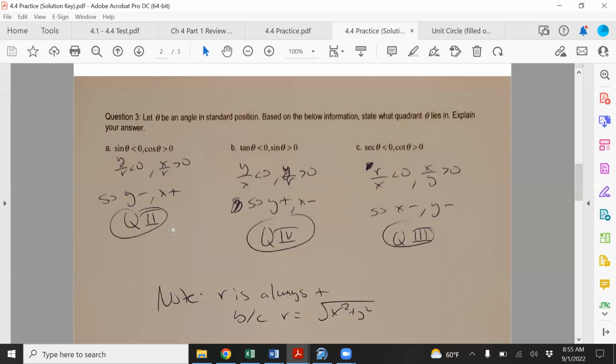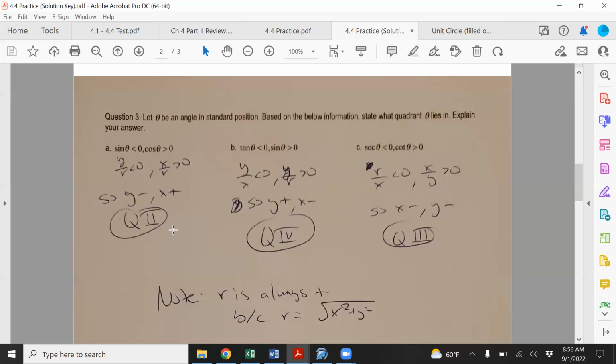Here, tangent is negative, but sine is positive. Tangent is y over x. Probably easier to start with sine theta, which is y over r. R is always positive, so y is positive. If y is positive, x has to be negative for tangent to be less than 0. So y is positive, x is negative. That's the case for Q4.